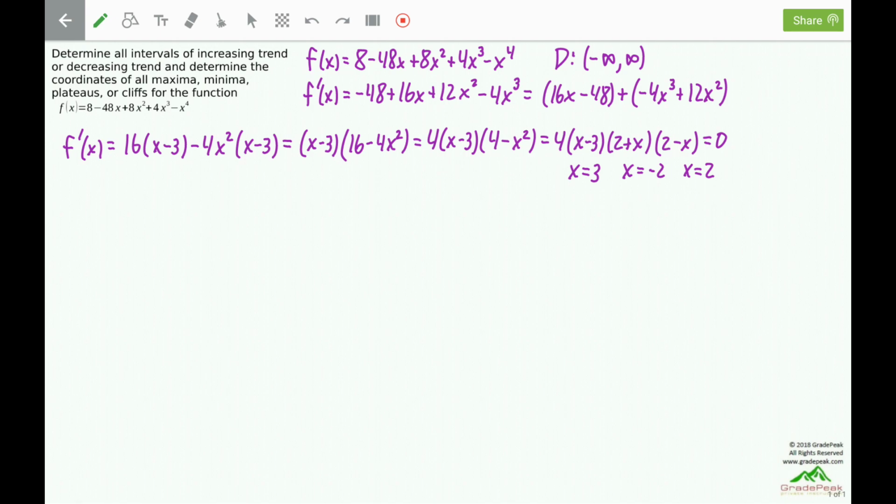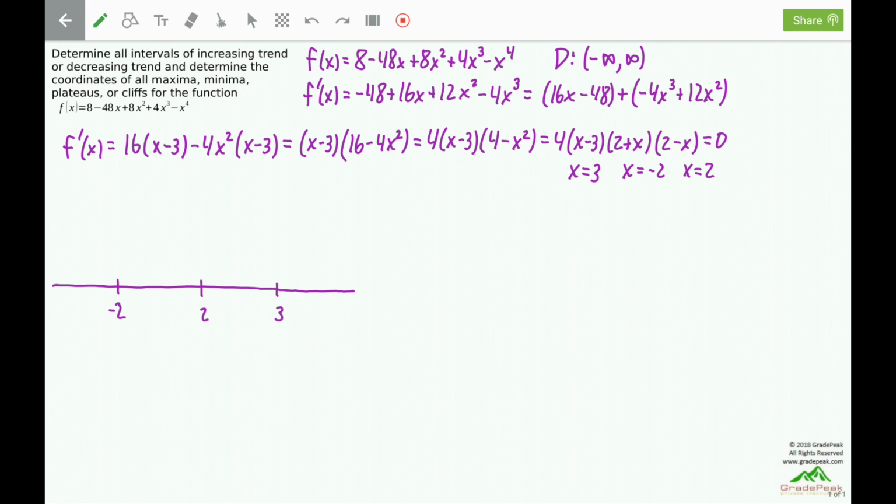We will now draw a domain line. The domain is negative infinity, so it has no left end, to positive infinity, so it has no right end. We can put the critical numbers on the domain line in order. Negative 2 is the lowest. Then a positive 2. Then a positive 3, which breaks the domain up into 4 intervals.